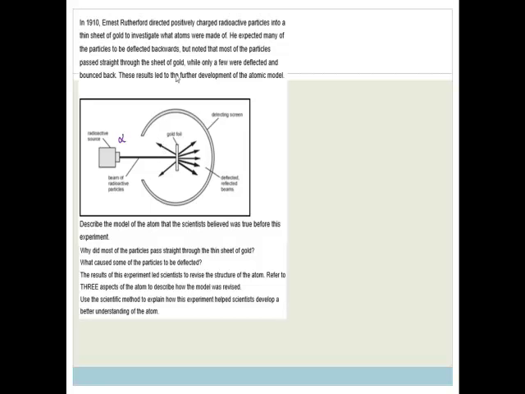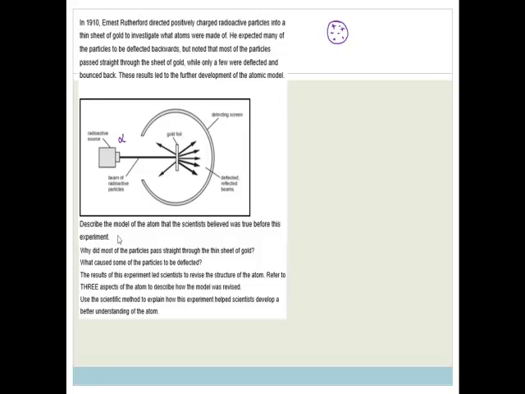What happened was exactly what they described, that some of the particles did pass through the sheet of gold, while only a few were deflected and bounced back. Okay, so they realized that there was something wrong with their model of the atom. Okay, so it says, describe the model of the atom that science believed was true before this experiment. So like I said, Rutherford believed that the atoms were solid, and there were equal distributions of positive and negative electrons and protons. Okay, so that's what they thought.